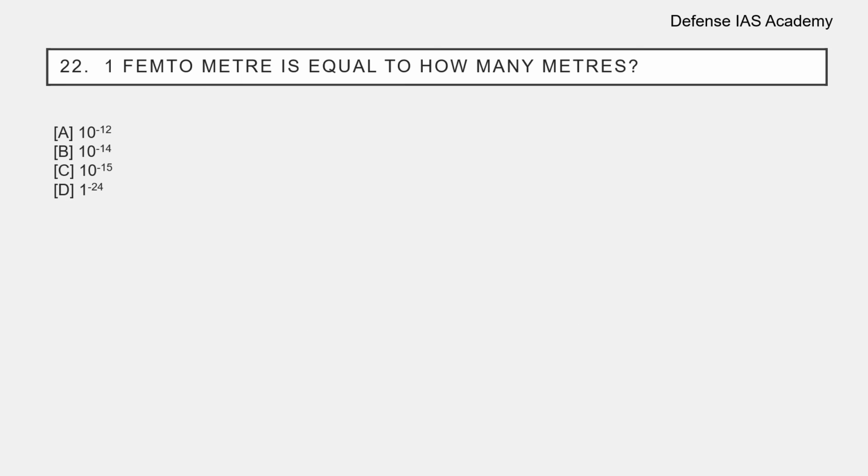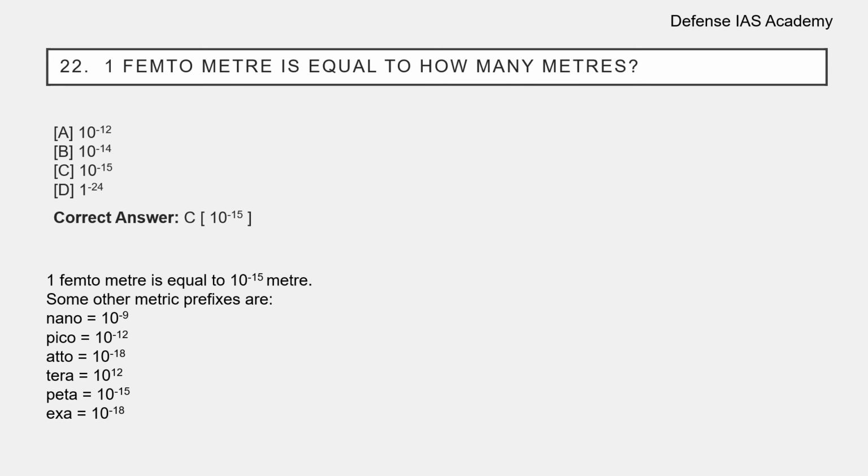Question number 22. One femtometer is equal to how many meters? The options are: option A, 10 raised to minus 12; option B, 10 raised to minus 14; option C, 10 raised to minus 15; option D, 10 raised to minus 24. The correct answer is C, that is 10 raised to minus 15. One femtometer is equal to 10 raised to minus 15 meter.